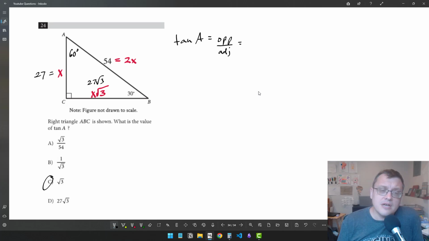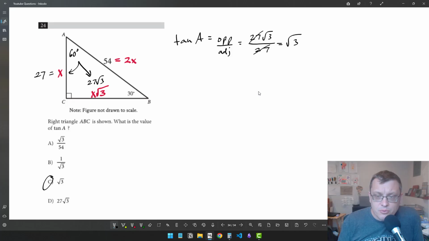And now, as per our first thought, we can find the opposite over the adjacent. It's just 27 square root of 3 over 27. 27's cancel, and we're left with square root of 3.